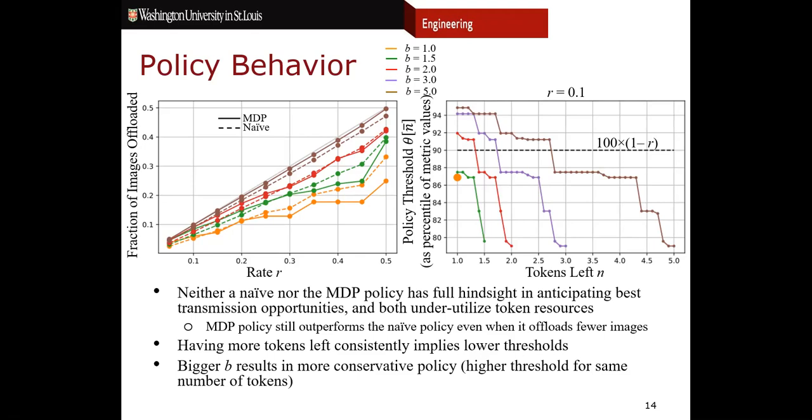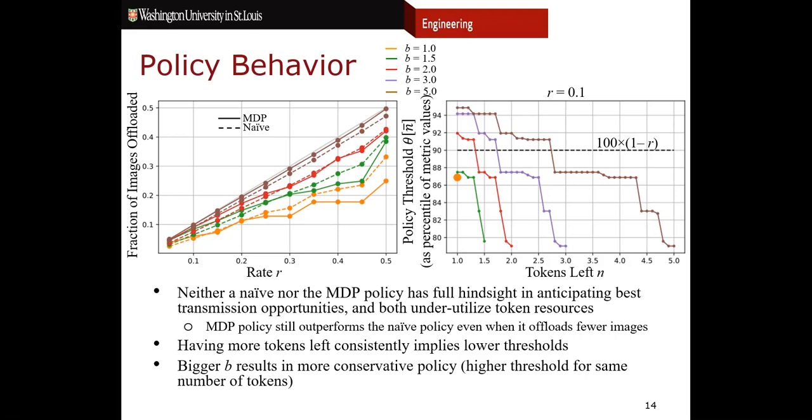The interesting thing is that the MDP policy, which is the full lines versus the naive policy, which is the dotted line, is actually lower than the naive policy for different values of the token rate and bucket depth. In particular, when the bucket is small, let's say b equals 1, it means you can only have one token. That's the least that you need. We can see that it's actually lower when the rate is high. And the reason is that, well, it is actually higher when the rate is low.